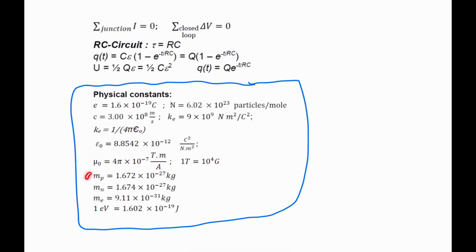We also have some masses over here. So the mass of the proton, mass of the neutron, mass of the electron. All of them are written in scientific notation and all of them in units of kilograms, which is the standard unit for mass. Over here at the top, we have Avogadro's number. So Avogadro's number is this big number, 6.02 times 10 to the 23 particles per mole.